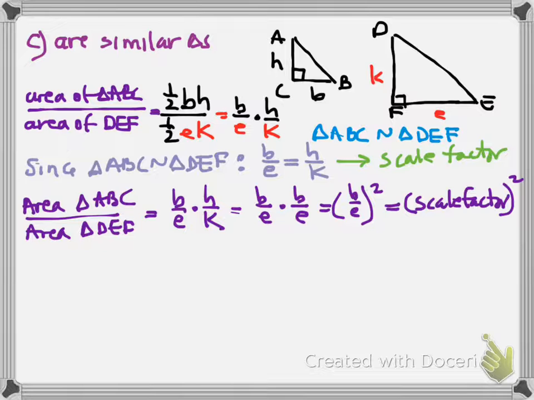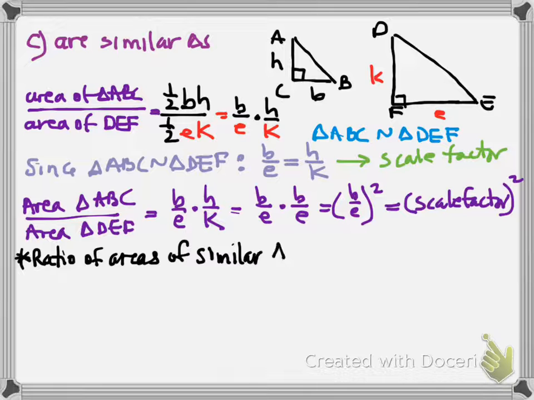So in words, the ratio of areas of similar triangles is equal to the square of the scale factor. Okay? So these pieces of information are what are going to help you figure out the ratios of areas. Some of them are easy, some of them are a little harder.